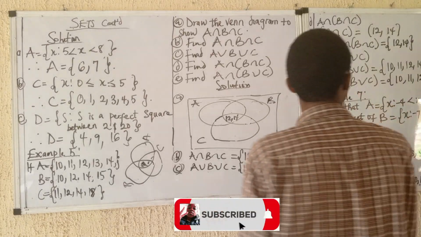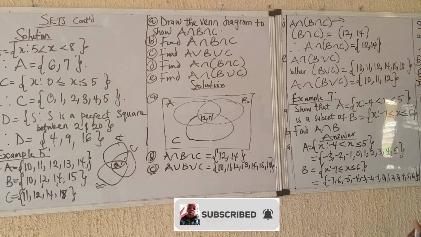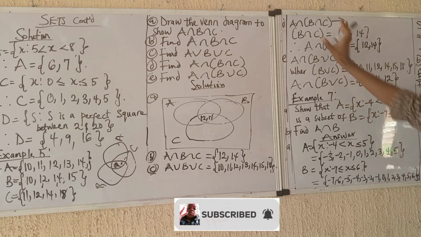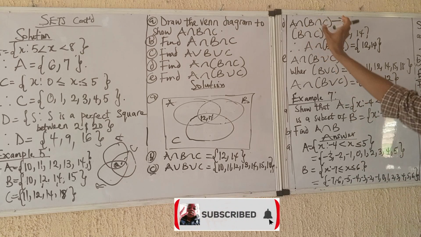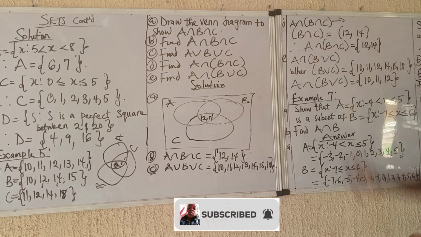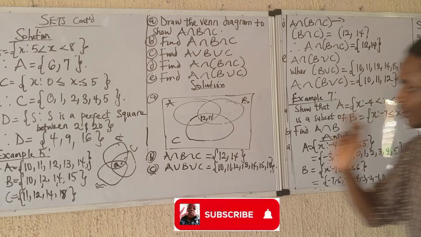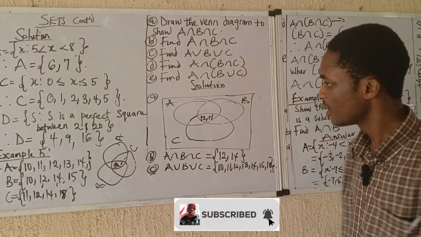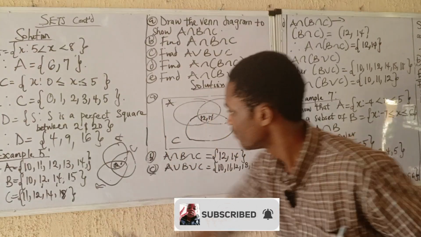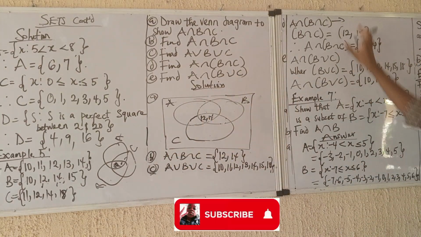So now, question number D. Set A intersecting with B intersecting C. First of all, when solving a problem like this, I prefer to deal with the one inside the bracket. So B intersecting with C will give us, going straight to the data given to us, the elements common to both set B and C, 12 and 14. So that's how we got our 12 and 14.